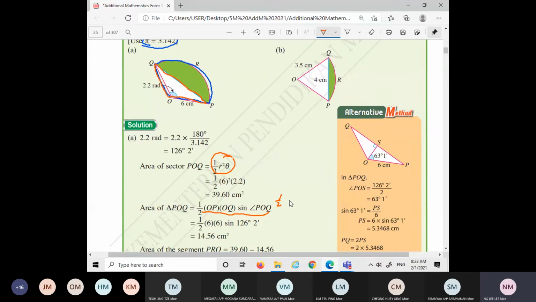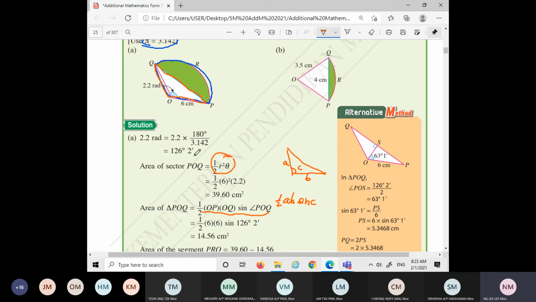This is the half AB sine C, for any triangle. If here is a C, here will be the A and the B. The A and the B are the two lengths, and then C is the angle in degree. This angle must be in degree. That's why you need the conversion here: 2.2 radian, convert into degree.